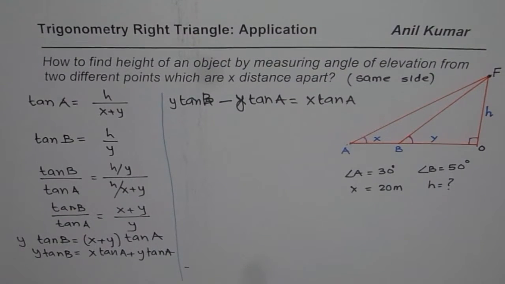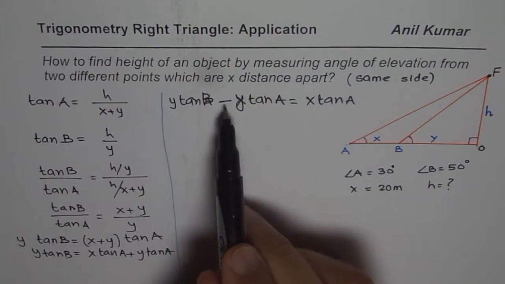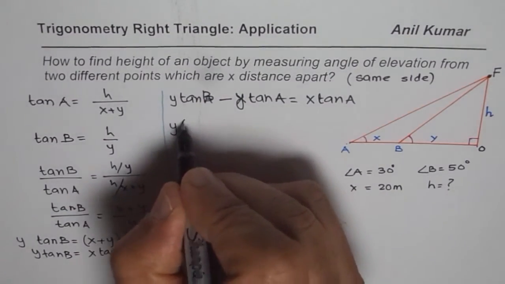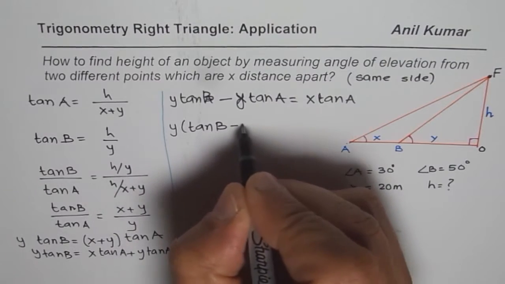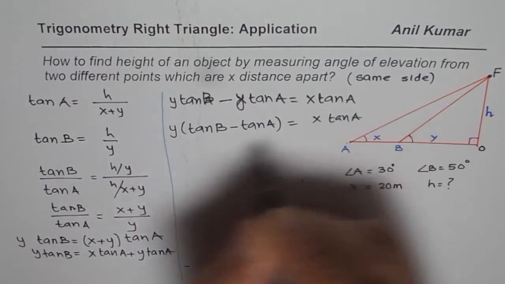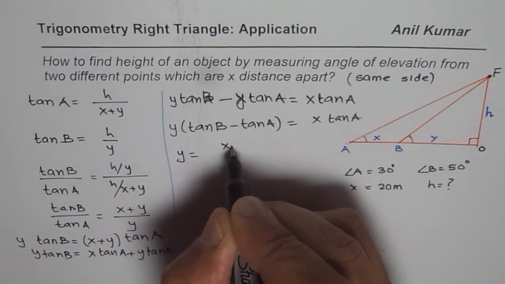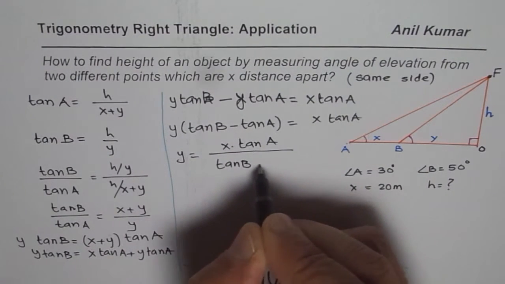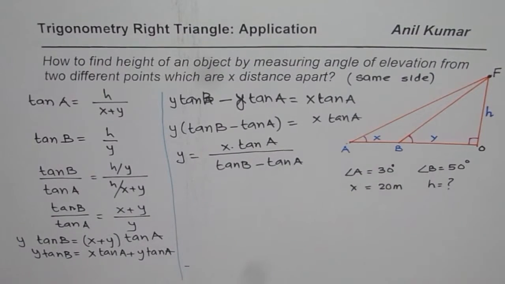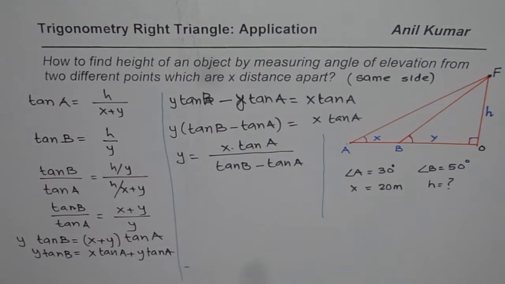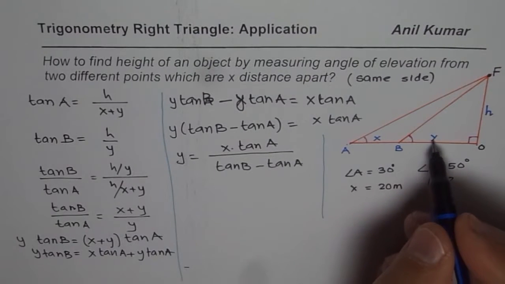So first expand and then bring the y terms together, then it becomes y tan B minus y tan A. Now from this we can take y common, so we get y times tan B minus tan A equals x times tan A, right? So y is equal to x times tan A divided by tan B minus tan A. Perfect. So that is how you actually solve these kinds of questions. Now here is a general formula which you can always use, right? Now let us just substitute these values and find what y is.